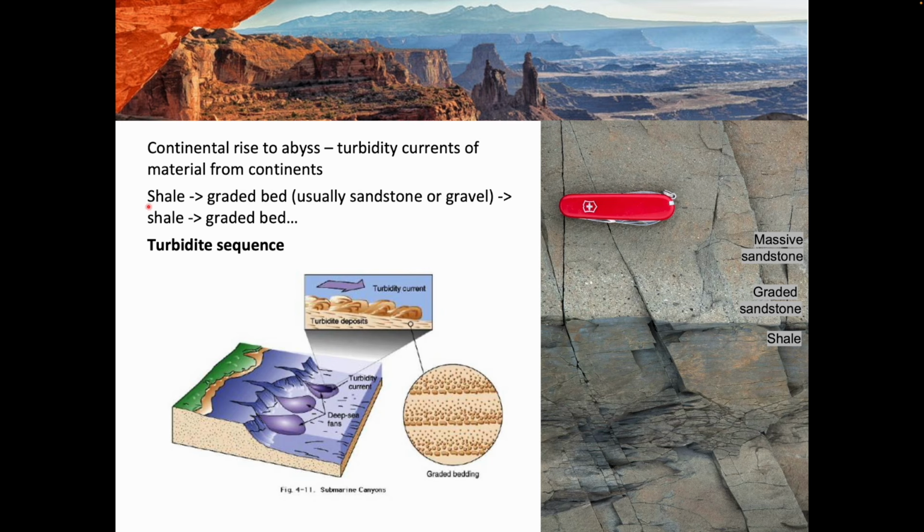For instance, you will have a layer of shale, then a graded bed, then a layer of shale, then a graded bed, and that goes on, and we call this a turbidite sequence, a turbidite being this underwater landslide deposit. We can see one on the right.